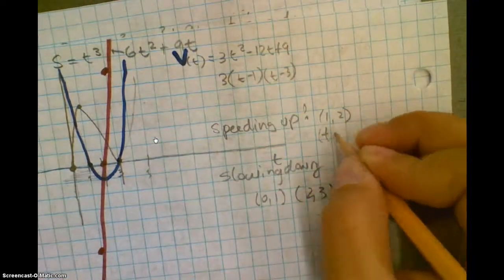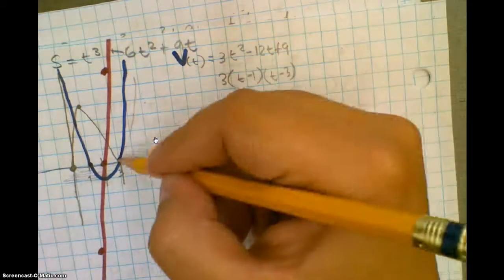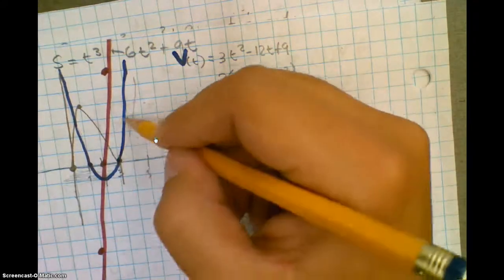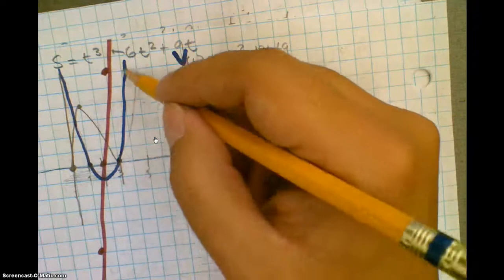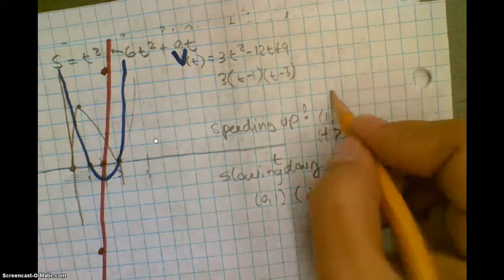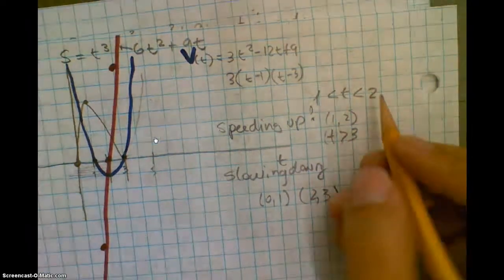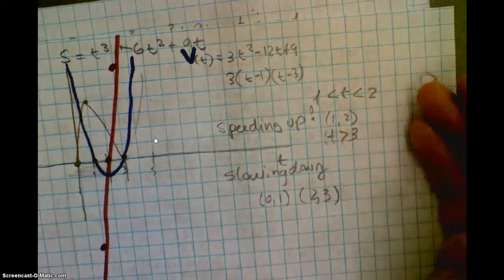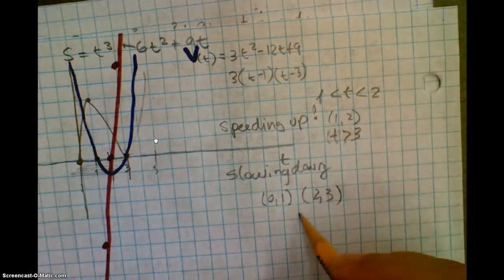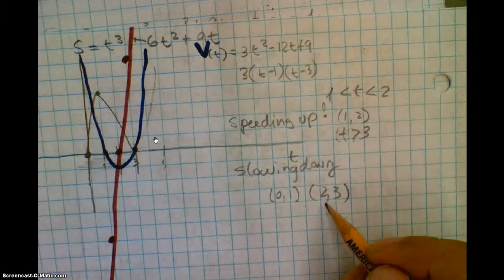And after 3, what's happening? The velocity is going up. It's 0, now it's 1, now it's 2, 3, 4, 5 meters per second. So speeding up between 1 and 2, or you can write it as t between 1 and 2 like that, and then for t greater than 3. And then the other cases you have from 0 to 1, and then from 2 to 3.